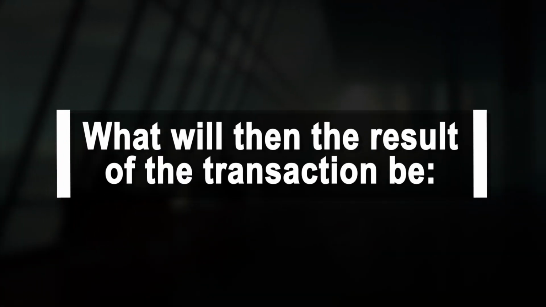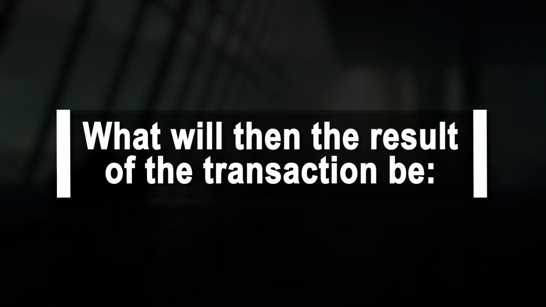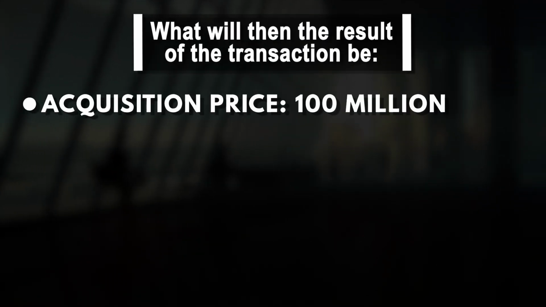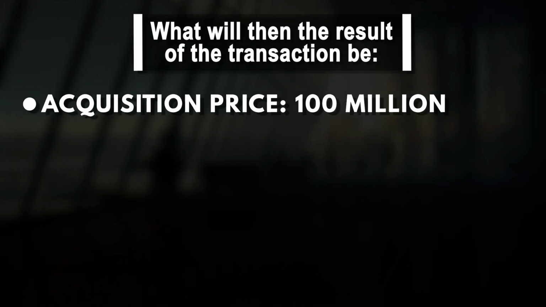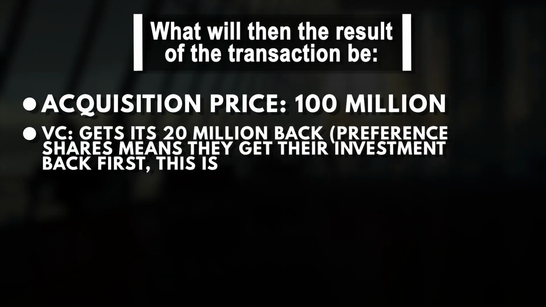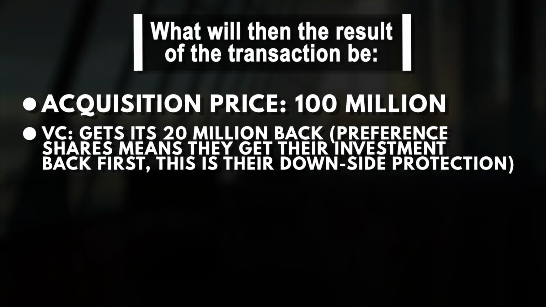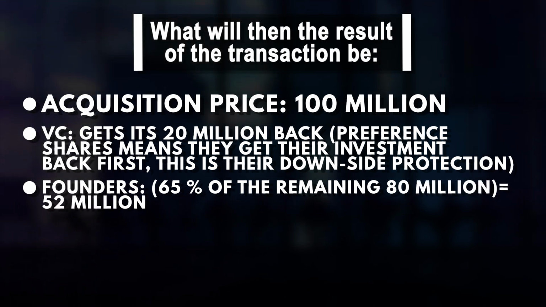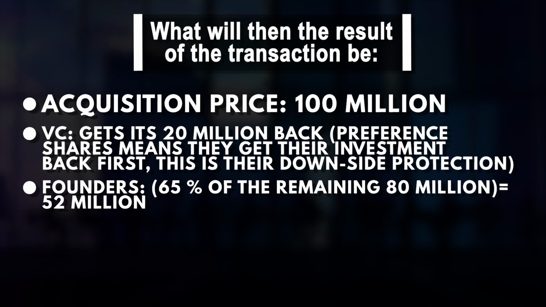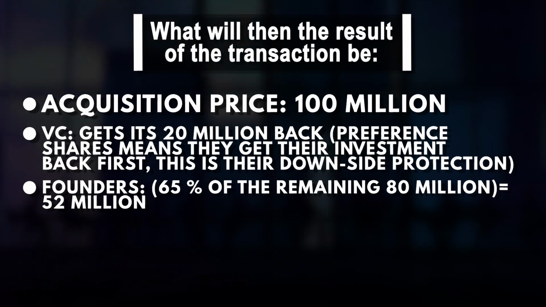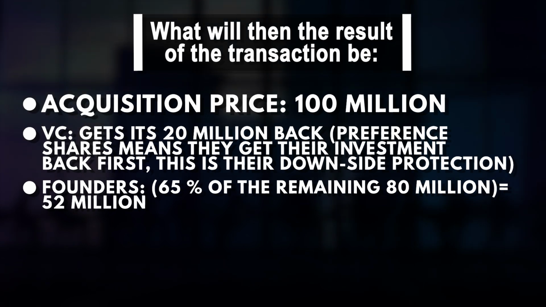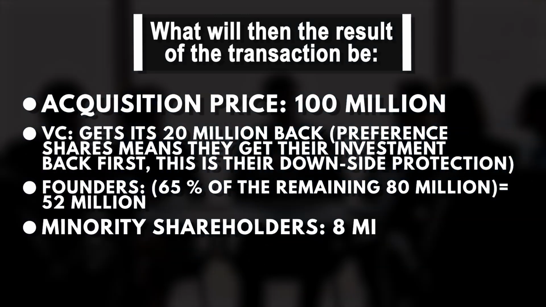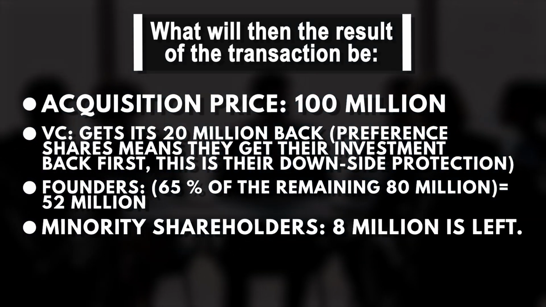So let's look at the result. The result will be that the VC with the preference shares get their investment back first. They get 20 million. The founders holding 65% will get 65% of the remaining 80 million. So they get 52 million. They're actually really happy. I understand that. And left for you minority shareholders who together had 25% will be 8 million.